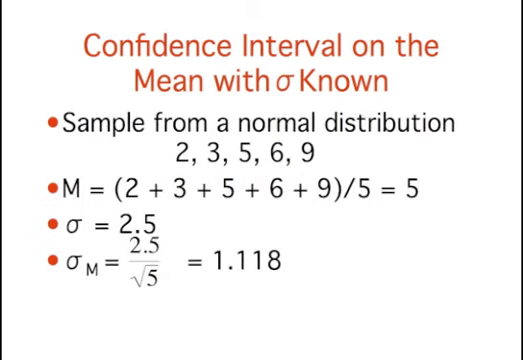The 5 numbers shown were sampled from a normal distribution with a standard deviation of 2.5. To compute the 95% confidence interval, start by computing the mean and standard error. The mean equals 5. The standard error equals 2.5 divided by the square root of 5, since n equals 5, and is equal to 1.118.